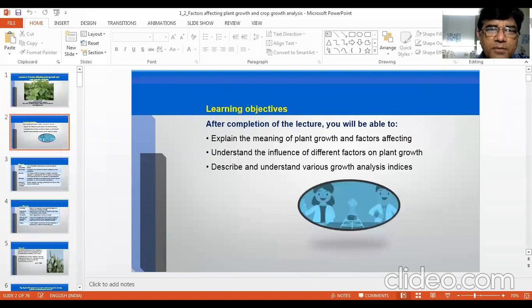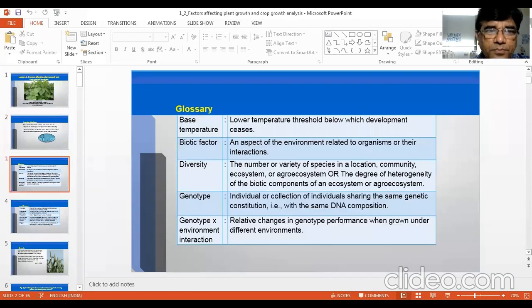The learning objectives of this class are to explain the meaning of plant growth. What do we mean by plant growth and what are the factors that affect it? Before that, we should also learn why we want to measure the growth. What is the purpose of measuring the growth of the plant or crops? Then we will see one by one the different factors that affect plant growth.